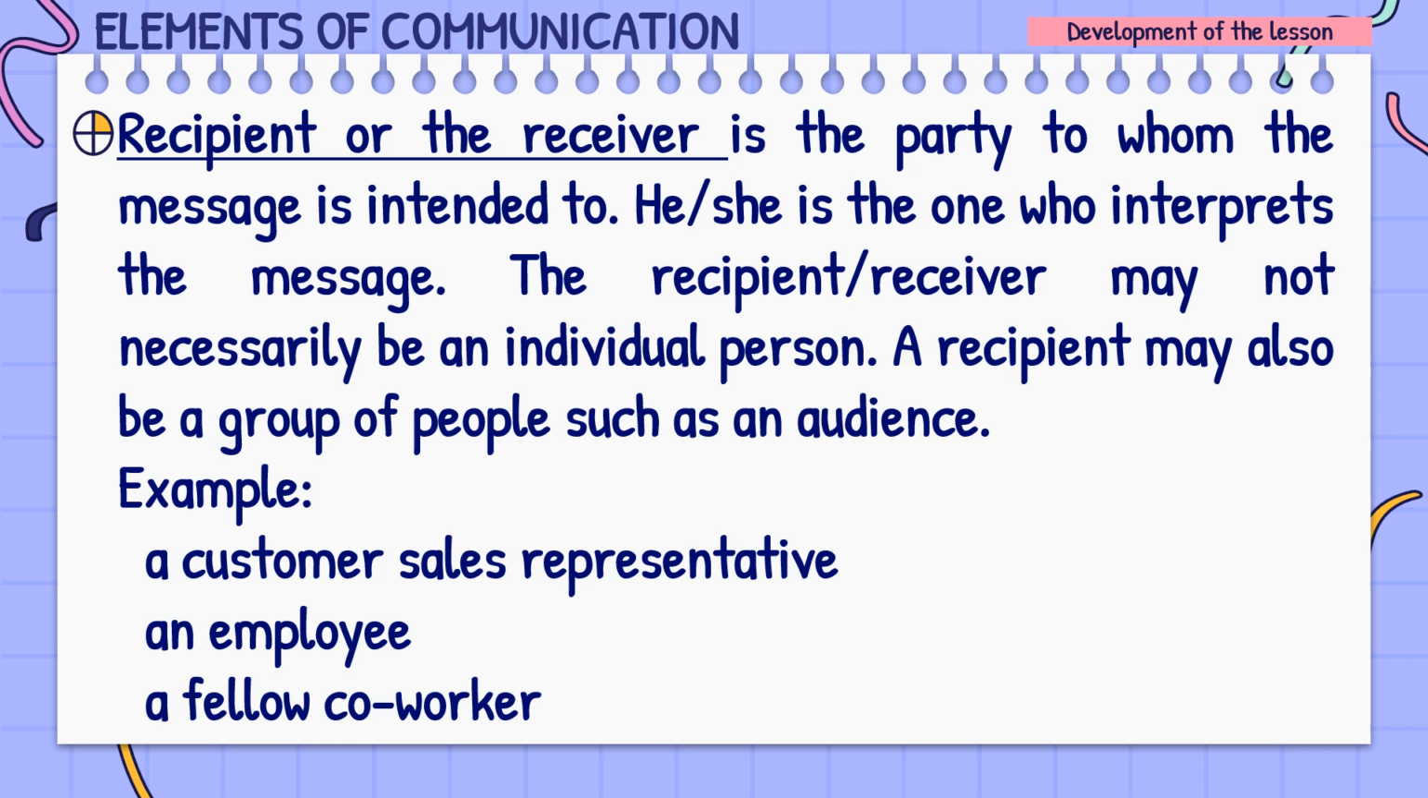Recipient. The recipient or the receiver is the party to whom the message is intended. He or she is the one who interprets the message. The recipient or receiver may not necessarily be an individual person. A recipient may also be a group of people such as an audience. Example: a customer sales representative, an employee, a fellow coworker.